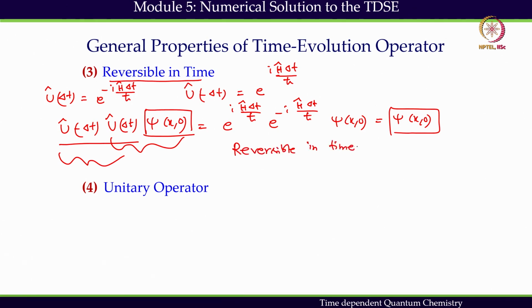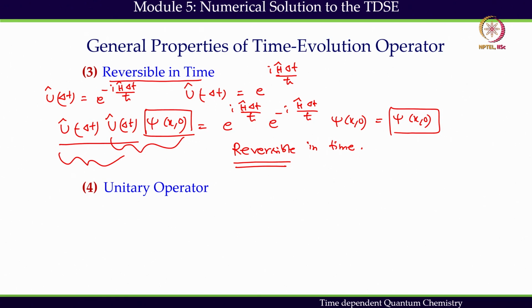This is quite different from our real life experience. In real life, we cannot go back in time. We always have to move forward. But here, in quantum mechanics, with the help of this time evolution operator, I can go back in time. So my system will again evolve to the initial state.